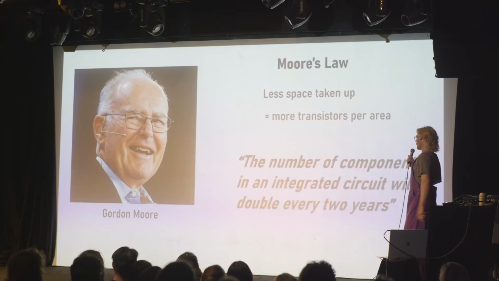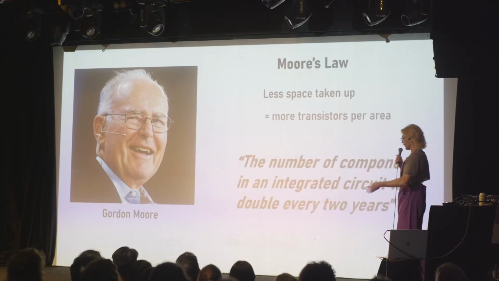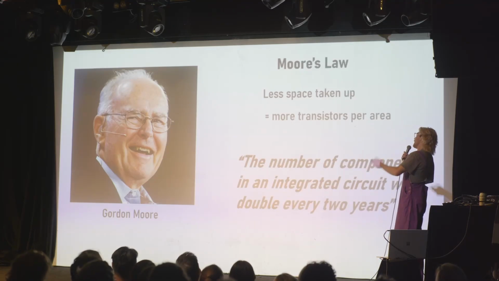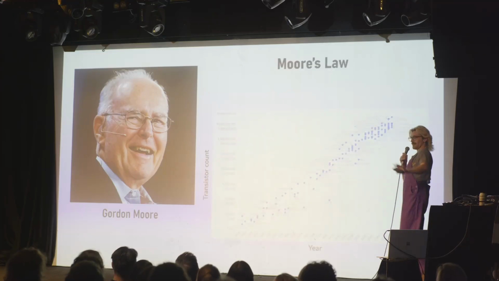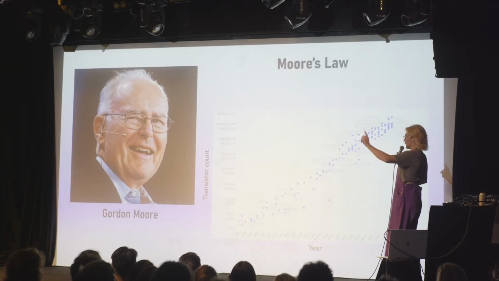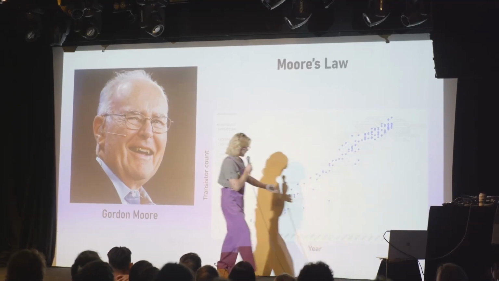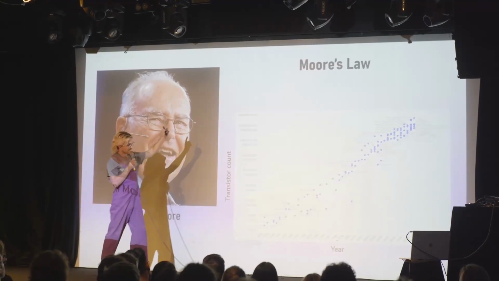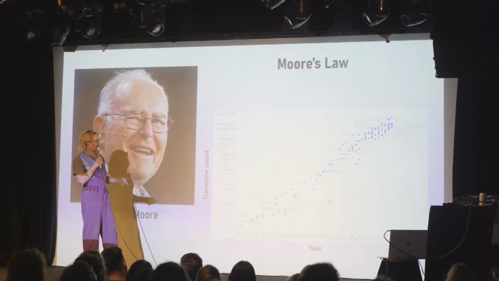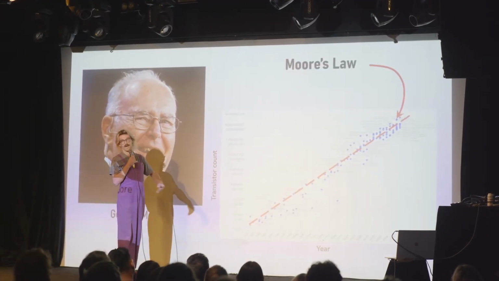What he actually said was something more along the lines of the number of components in an integrated circuit will double every 2 years. And that looks something a little bit like this. Sorry for those of you at the back that can't see, but it doesn't really matter. There's some numbers and we'll get to it. Up the y-axis, we have transistor counts. So that's how many we have. And on the x-axis, we have year. And you kind of see that it sort of follows a straight line roughly.